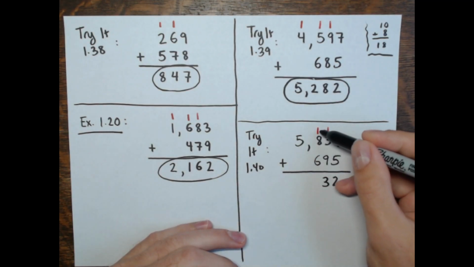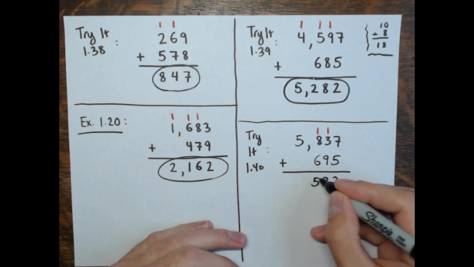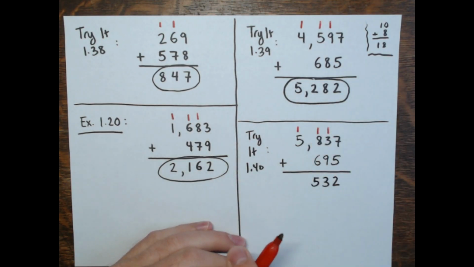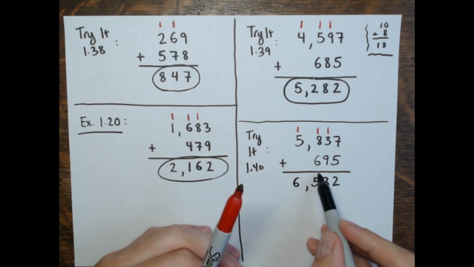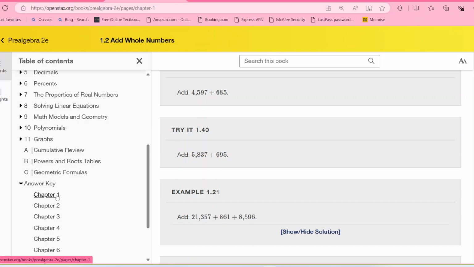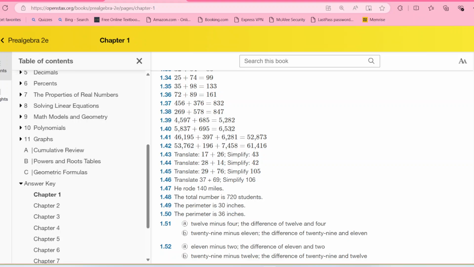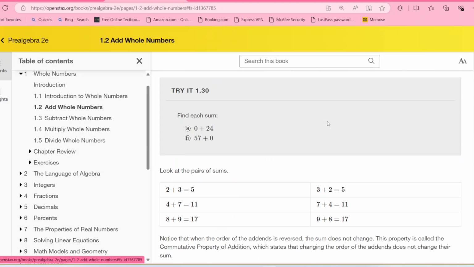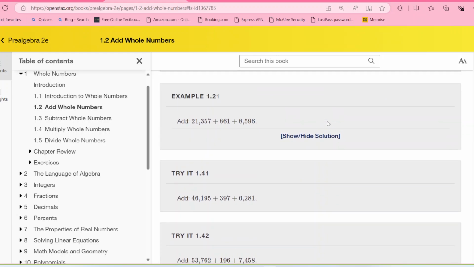Then in the hundreds place, 1 plus 8 is 9. 9 plus 6 is 15. So that's 5 hundreds and 1,000. And then 1 plus 5 is 6. You got 6,000. 6,532 is that sum. Check it again. Try it 1.40. 6,532. Excellent.